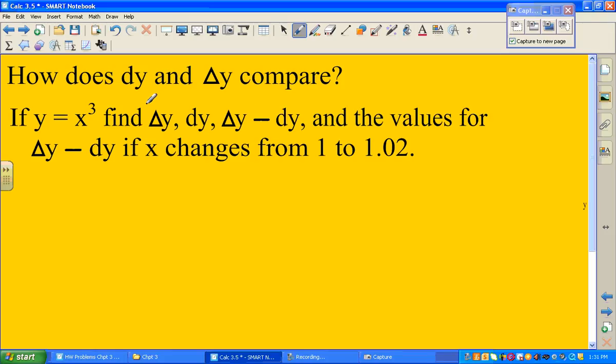So this is an estimation. This is the actual change. This is an estimation. This is how far apart they are. Is your estimation really good? Is it really off? So, I don't really want to crank out these equations again. I'll do it one time just for fun. I'm going to use x equals 1, delta x equals 0.02.